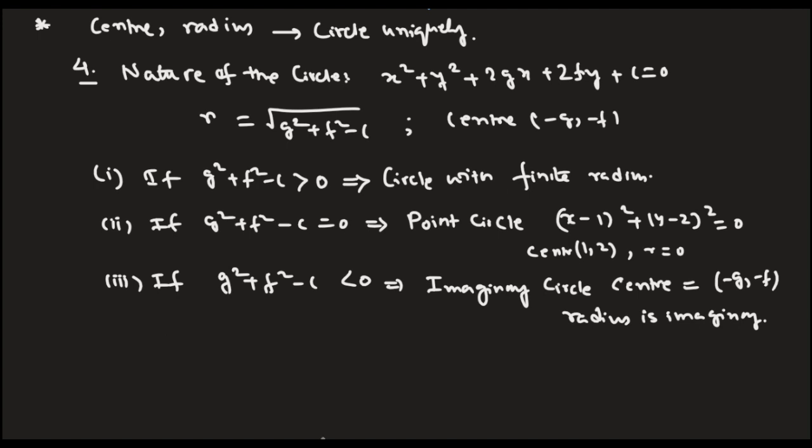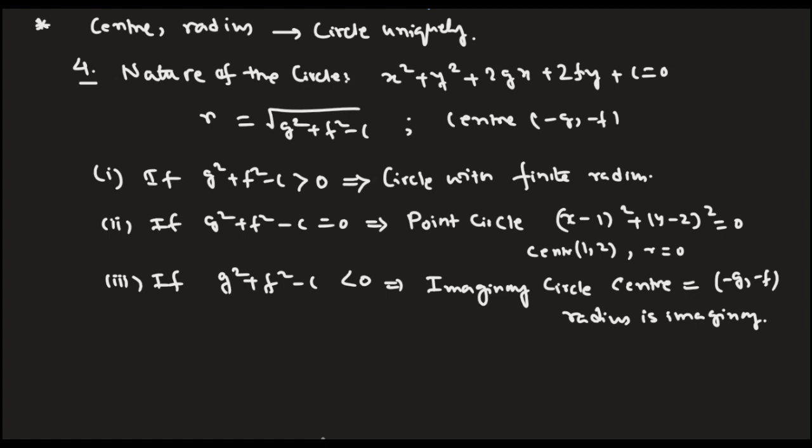You can ask. The nature of the circles that I have discussed in point number 4 is just like the discriminant in the case of the quadratic equation. Here the discriminant is g square plus f square minus c. If it is greater than 0, then your circle is real, a circle with a finite radius. If it is equal to 0, then you have a point circle, and the coordinates of the point, that dot, is the circle with radius 0.